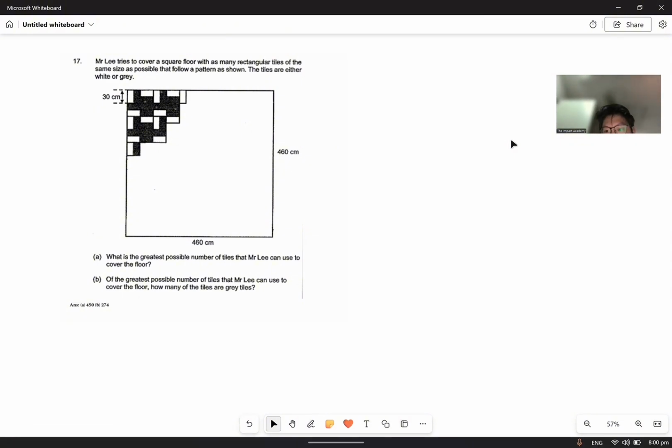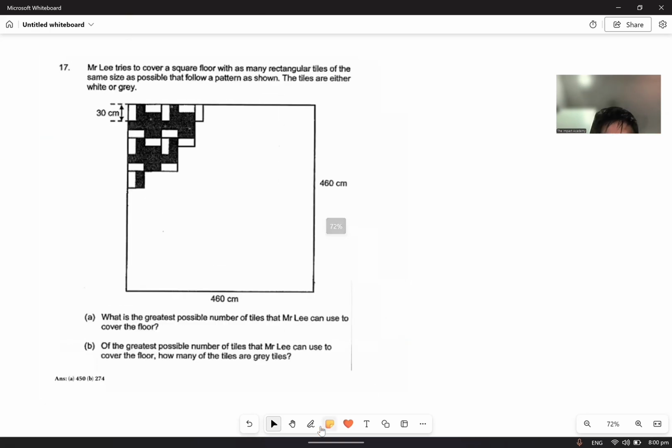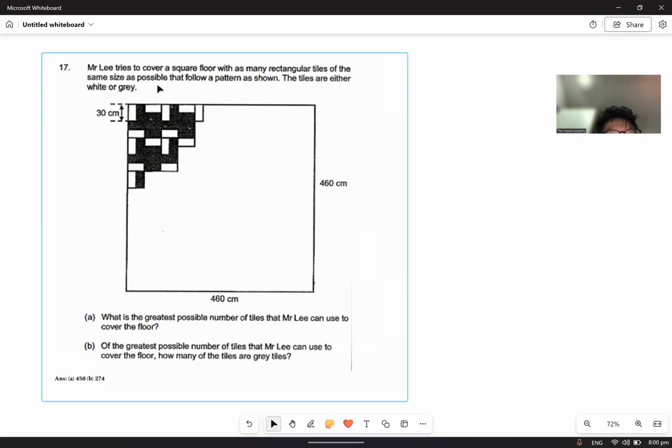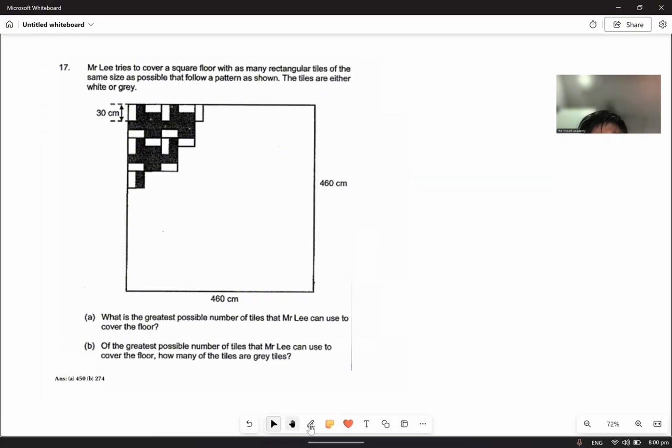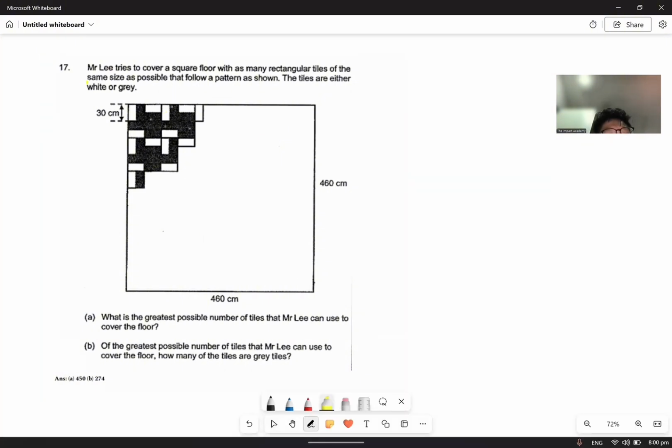And he decided to design the square floor with as many rectangular tiles of the same size. I think that is a very important piece of information to note. If it's of the same size, we don't have to worry that the measurements are different. That means to say, we can actually group them up already, because it is of the same size.